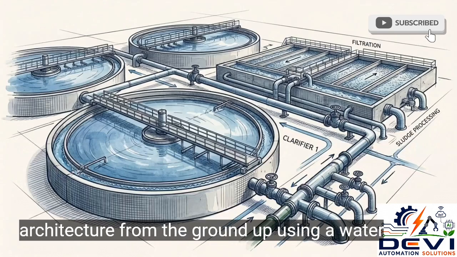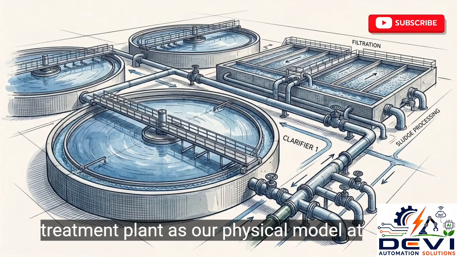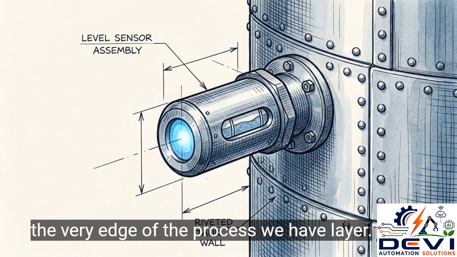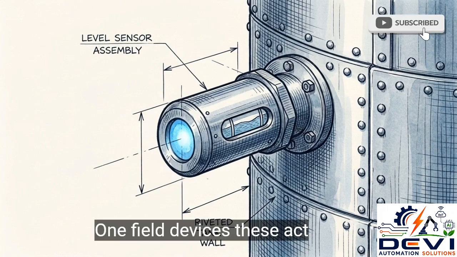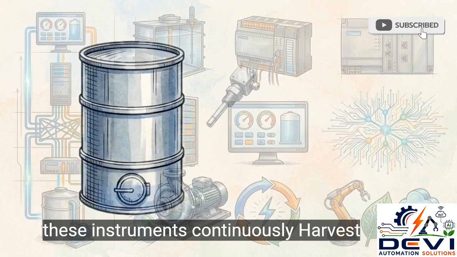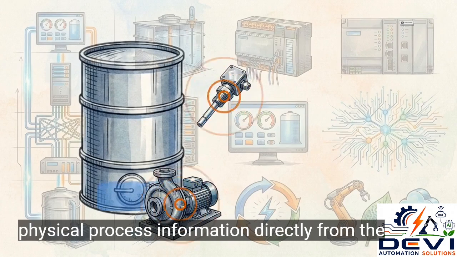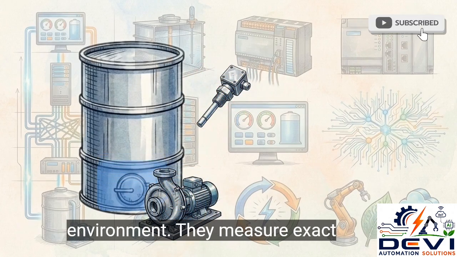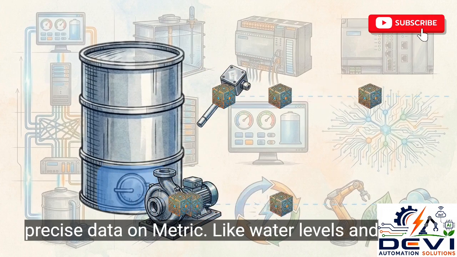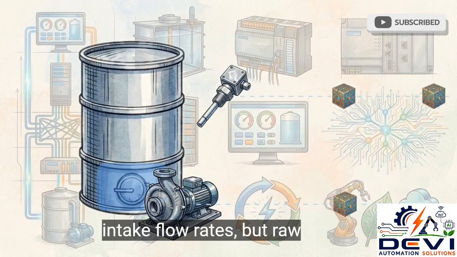We will build this architecture from the ground up, using a water treatment plant as our physical model. At the very edge of the process, we have Layer 1, field devices. These act as the sensory organs of the system. These instruments continuously harvest physical process information directly from the environment. They measure exact variables in real time, outputting precise data on metrics like water levels and intake flow rates.